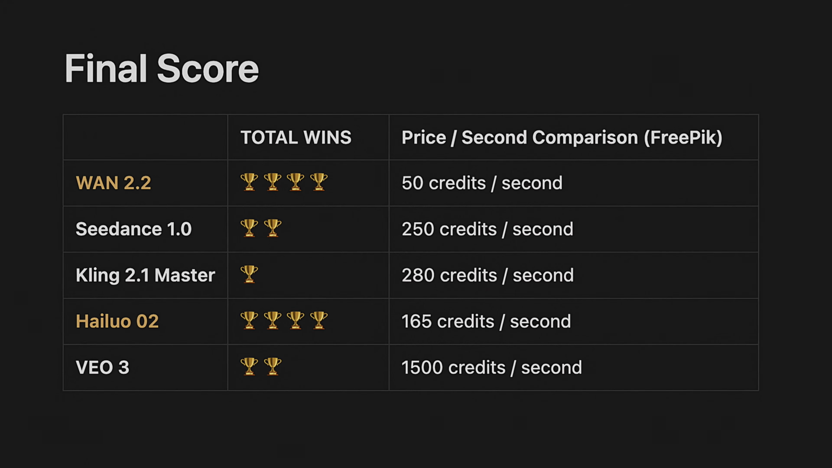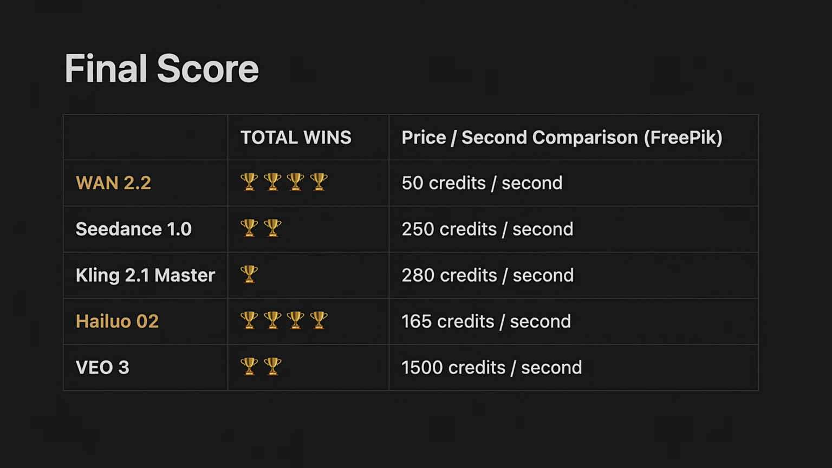After all those tests, let's break down the final scorecard. When it comes to pure performance, we have a clear tie at the top. Both 2.2 and Hailuo absolutely dominated prompt battle, each scoring 4 wins. But performance is only half the story, especially when you are paying for every second of generation. And this is where the winner becomes obvious.